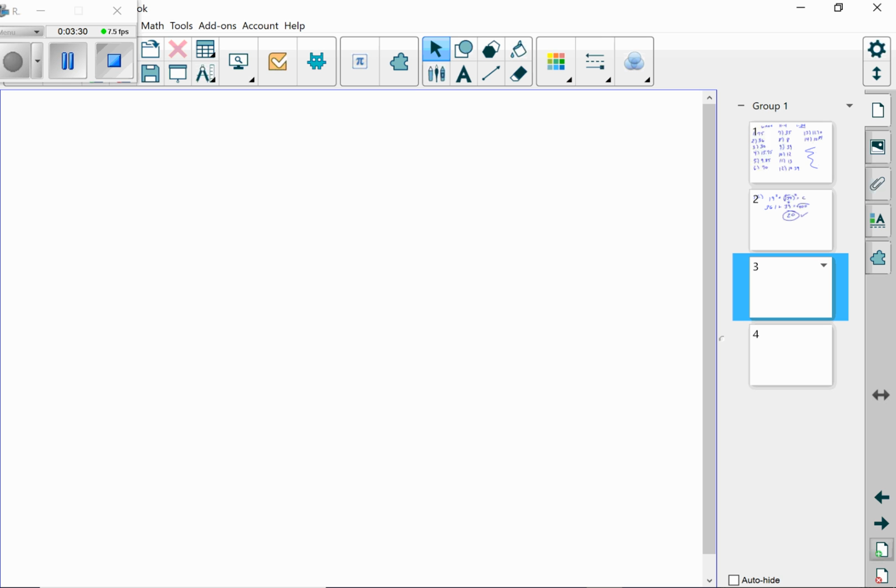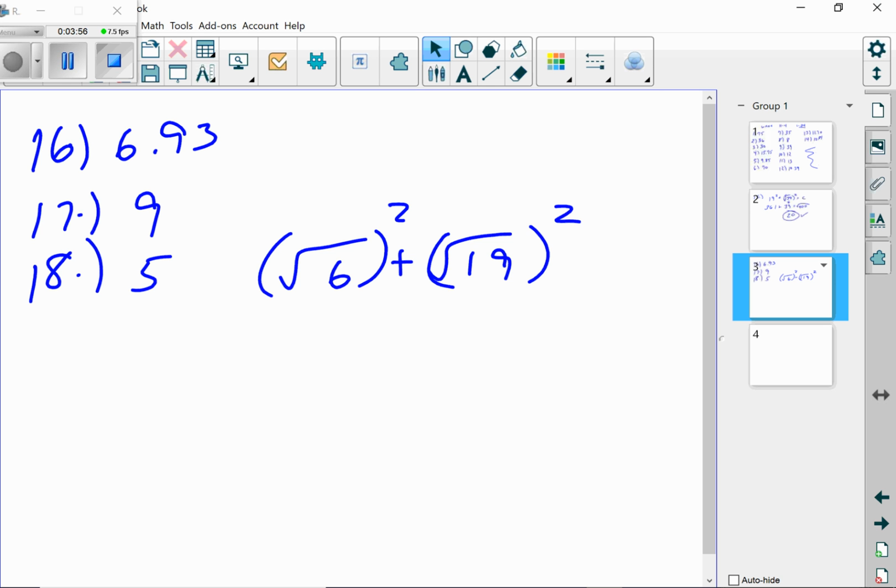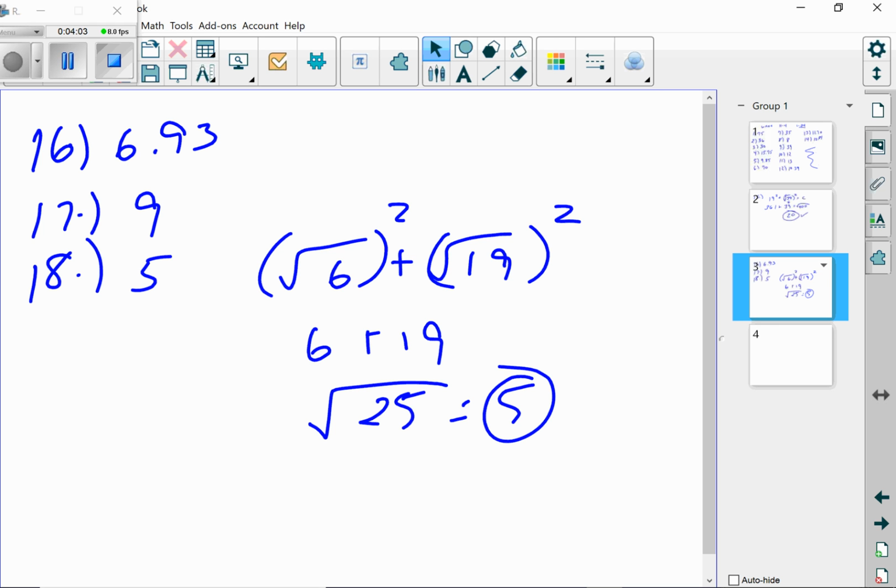Okay, 16, 17, 18 are all the same way. 16, I got 6.93. 17, I had 9. And 18, I got 5. I mean, it's the square root of 6 and the square root of 19. Squared, these are both legs. Square those and add them, we get 6 plus 19 is 25. The square root of 25 is 5, right? I mean, it's a pretty easy problem. Don't need a calculator for it.